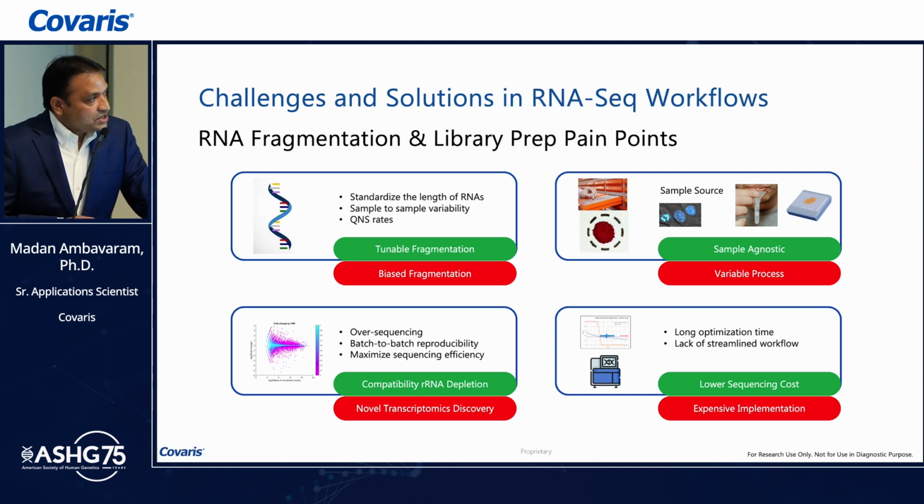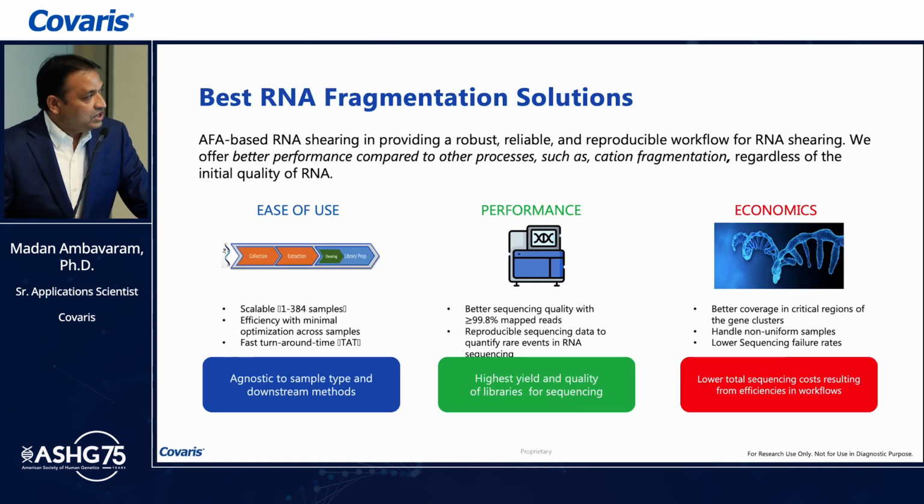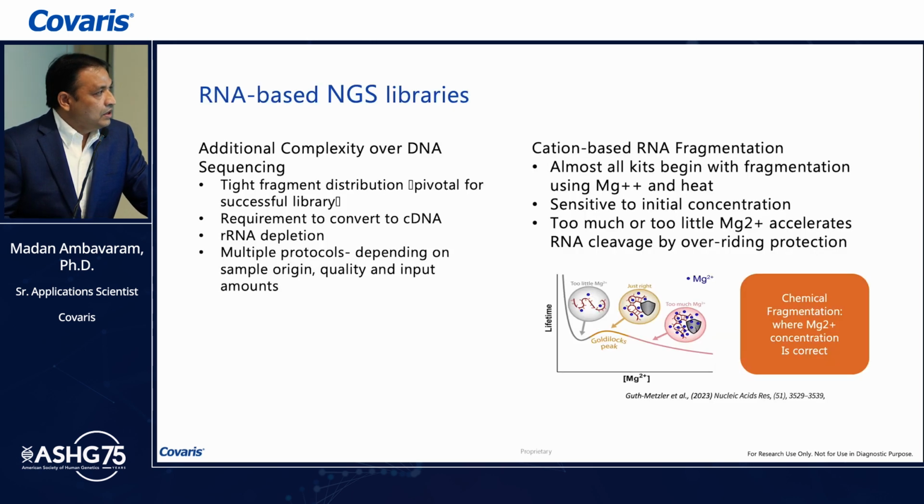Speaking about performance and economics, AFA is a game changer for many reasons. To name a few, for better sequencing quality, we have seen from customer studies more than 99.8% mapping rates, and also reproducible sequencing data, which helps to quantify rare events and fusion events. These all translate into cost, significantly, by improving the depth of sequencing and lowering sequencing failure rates. So these all help to improve significant cost savings.